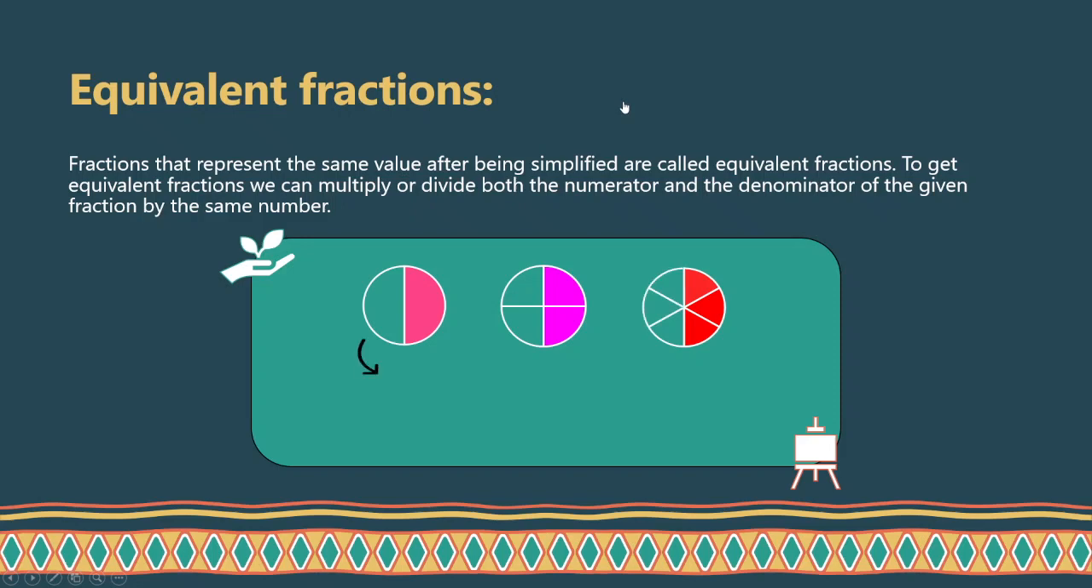Look at these figures and then write them in fraction form. The first one becomes 1 by 2. The second one becomes 2 by 4. The third one is 3 by 6. After simplifying these fractions, we get the same value. When we get the same value, then they are called equivalent fractions.